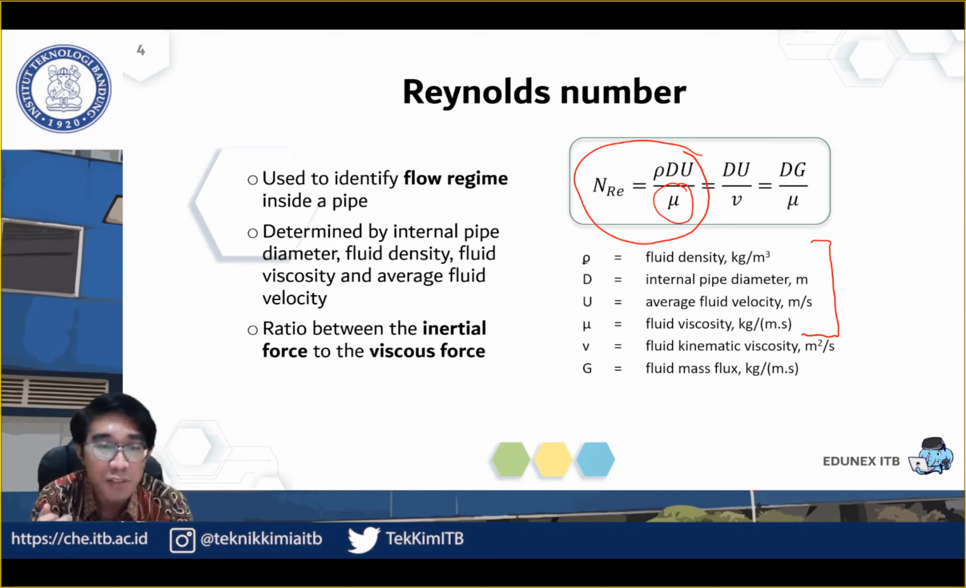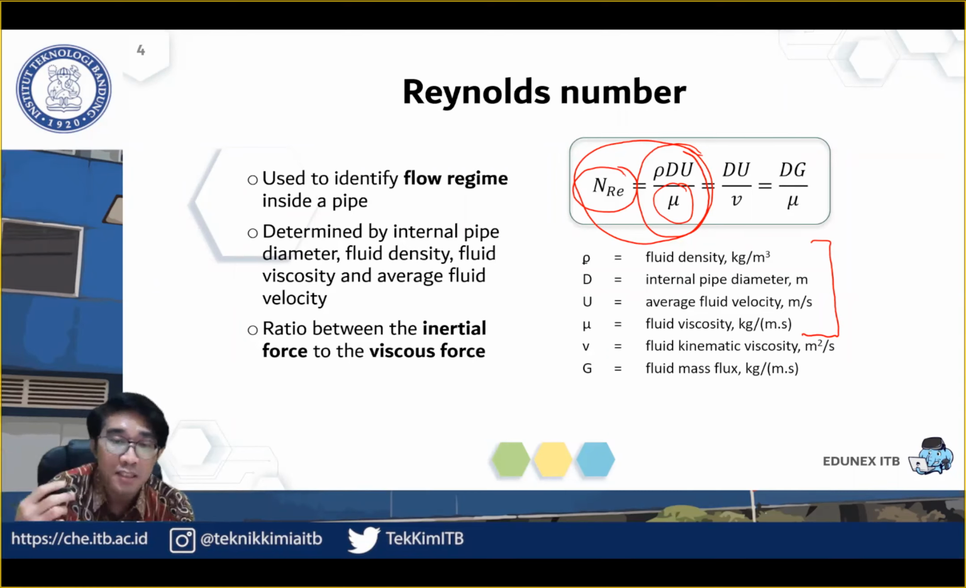The higher the viscous force, the slower the fluid flow. So it's a ratio. It means when the value of the Reynolds number is higher, then the inertial force is higher. It means the fluid will flow more freely, right? Because the influence of the viscous force is low.